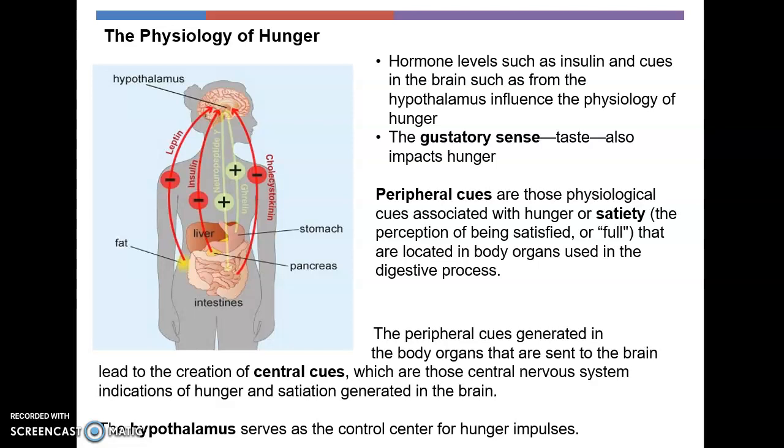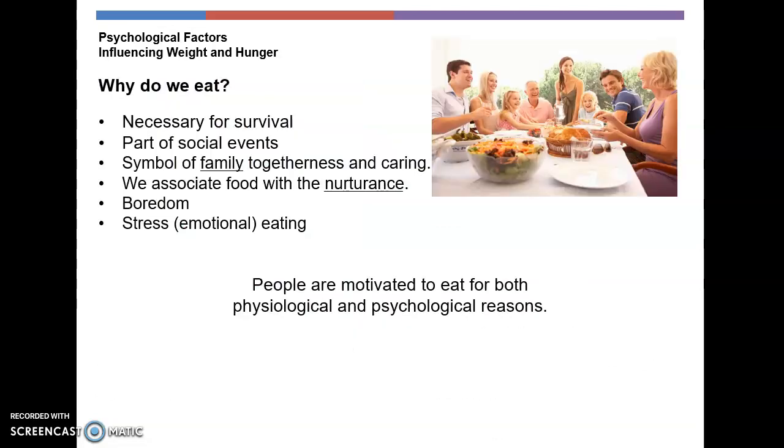So then you have peripheral cues that help you understand this and central cues that help you there. And then the hypothalamus is the control center for hunger impulses. And there are a couple of reasons why we eat. It's necessary. We have to eat to survive. We use it to socialize, to symbolize family and togetherness. Think about a get-together where you don't eat. They rarely happen with family. We associate food with nurturance. When someone's sick or had surgery or had a baby, we make them a meal because we want them to know we care for them.